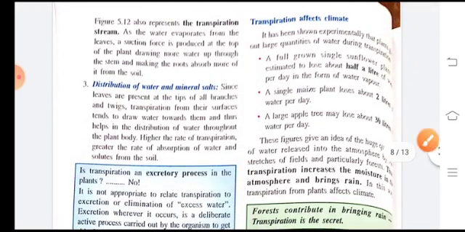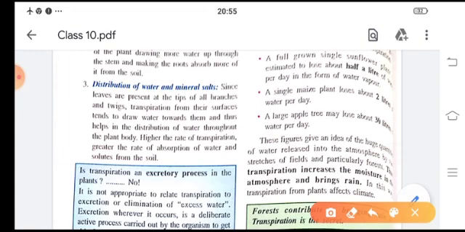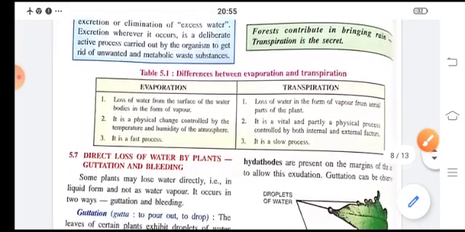Distribution of water and mineral salts. You know that leaves are present at the tips of the branches and twigs, so transpiration from the surface draws water from them, and it helps in the distribution of water throughout the plant body. The higher the rate of transpiration, the greater the rate of absorption of water and solutes from the soil.